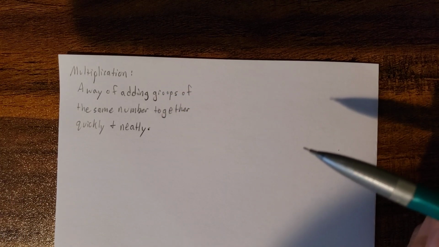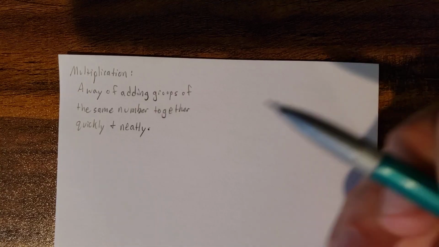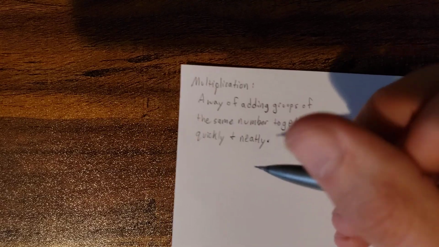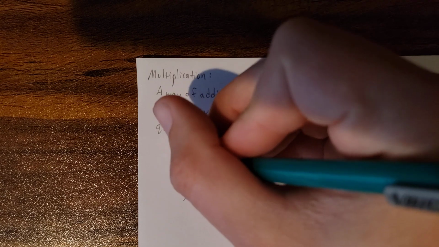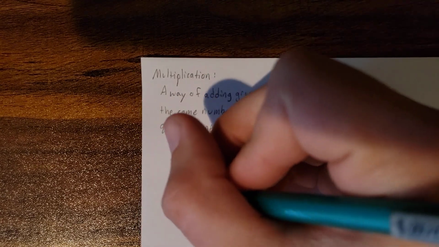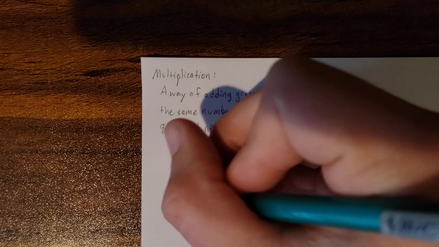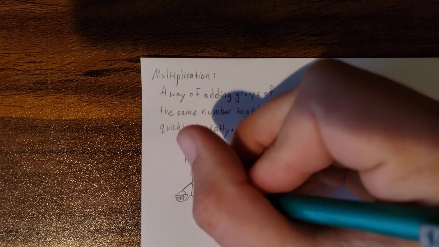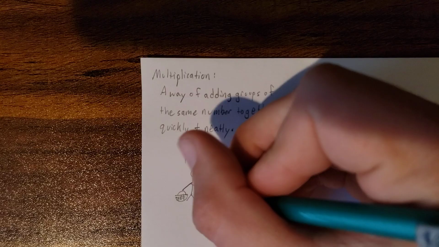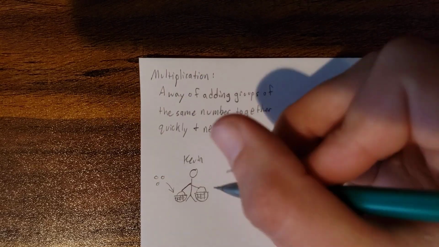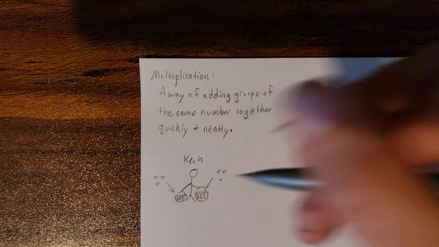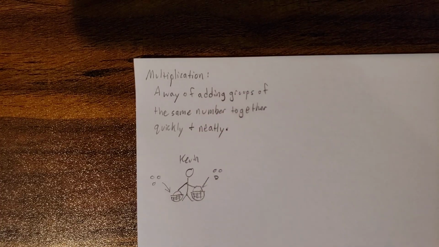Let's start with a word problem so that we can have a clear start to this. So we'll start with our friend, call him Kevin. Kevin has 2 Halloween baskets, and in each of them he has 3 little pieces of candy. And we want to know how many pieces of candy Kevin has.